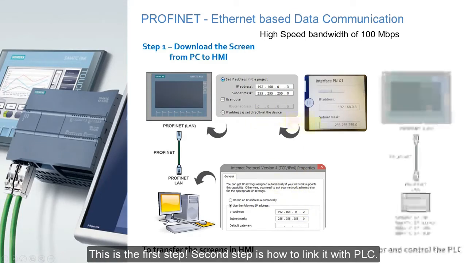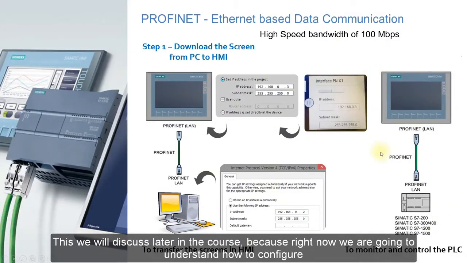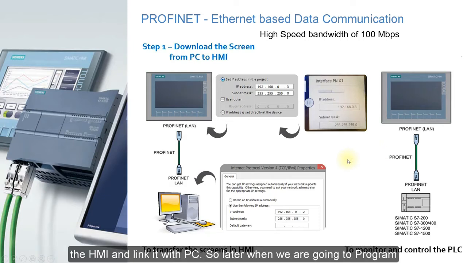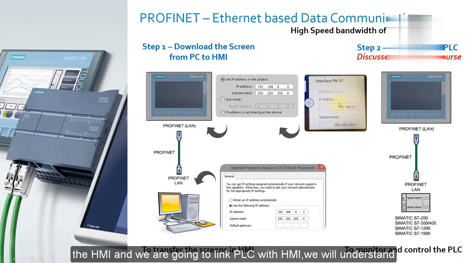This is the first step. The second step is how to link it with the PLC. This we will discuss later in the course, because right now we are going to understand how to configure the HMI and link it with the PC. Later, when we program the HMI and link the PLC and HMI, we will understand how to link it with the PLC as well.